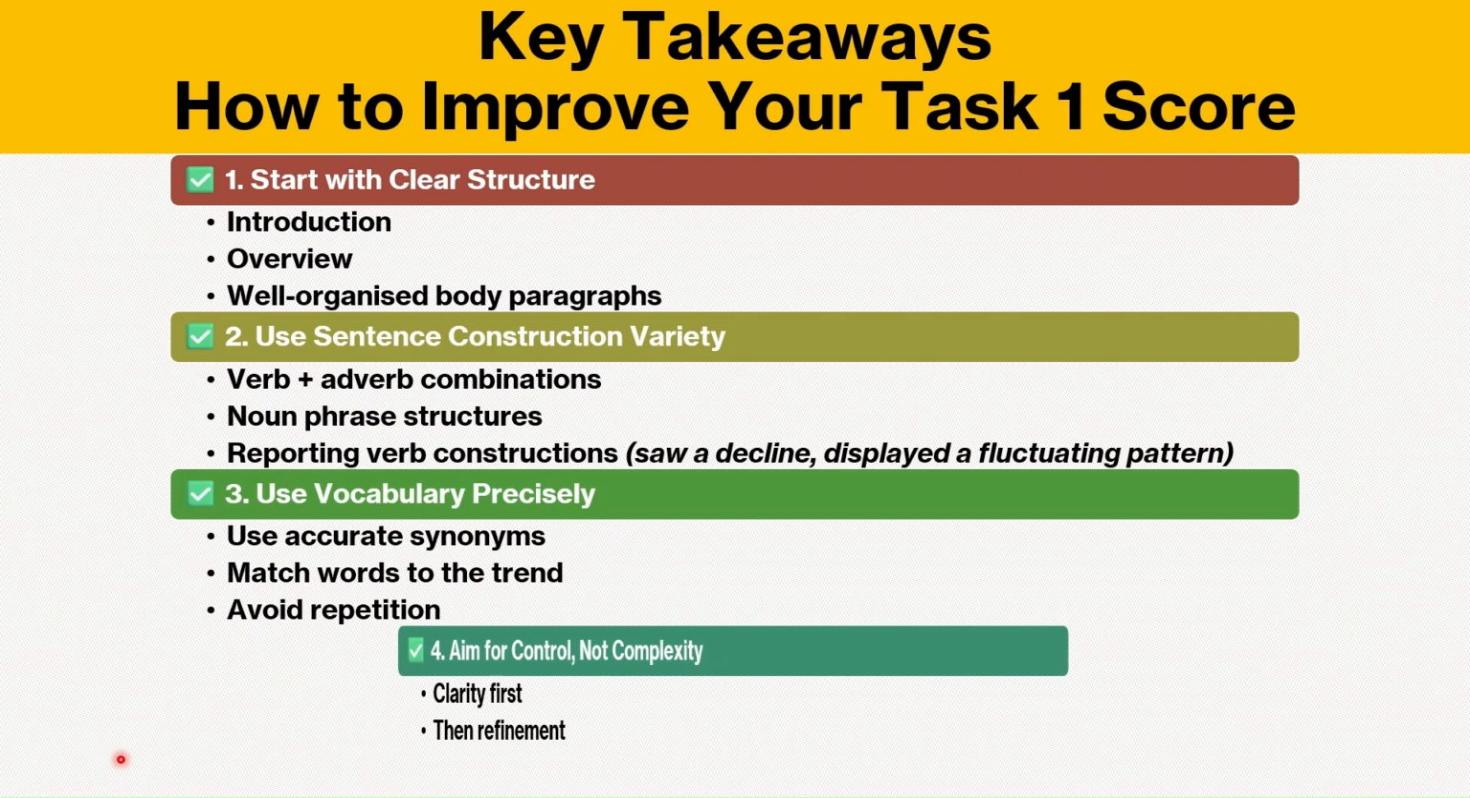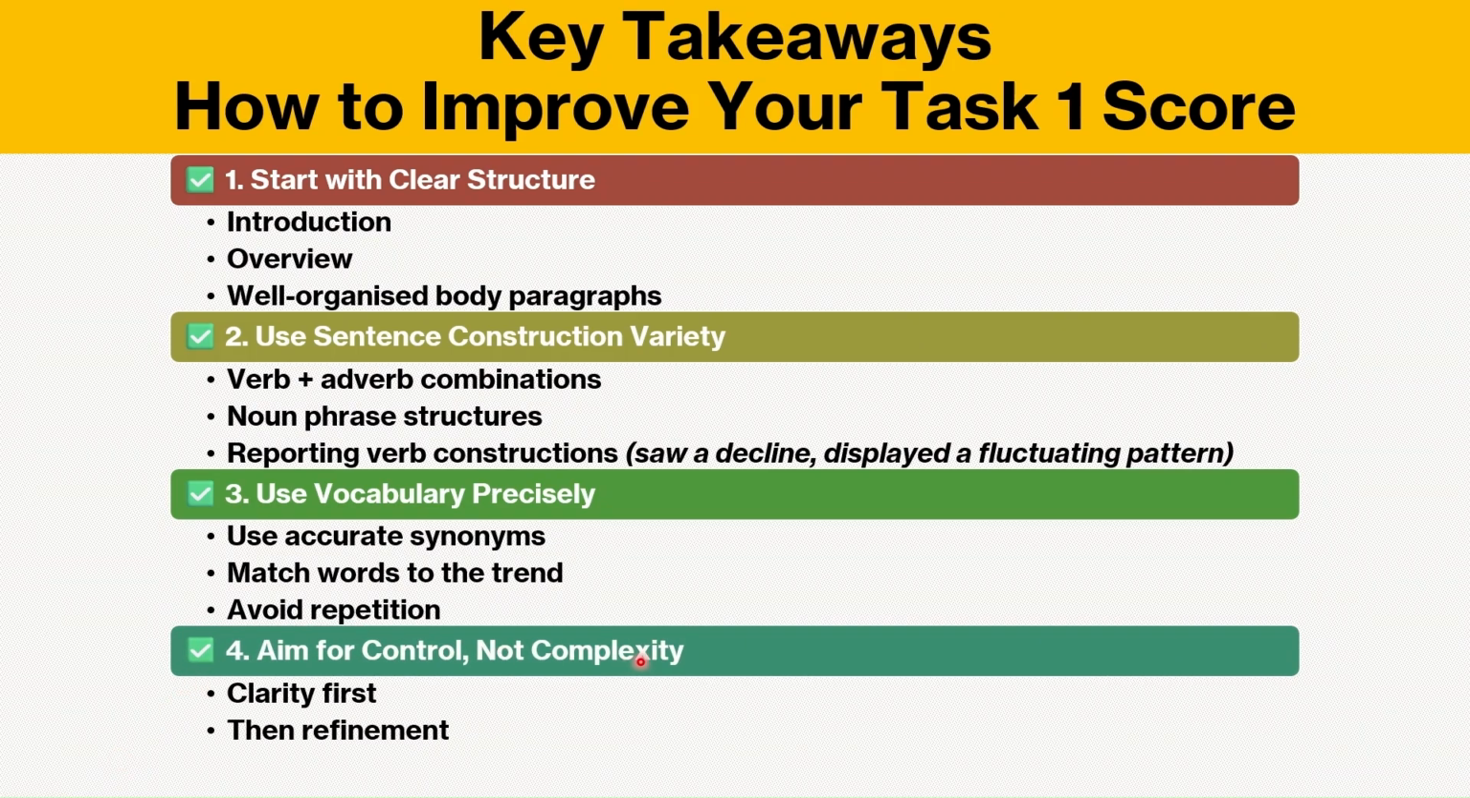And finally, aim for control, not complexity. High scores are achieved through clarity, accuracy, and balanced variety. Complexity without control does not increase your band score. If you consistently apply these principles, your Task 1 writing will become more flexible, more natural, and more aligned with the band descriptors.